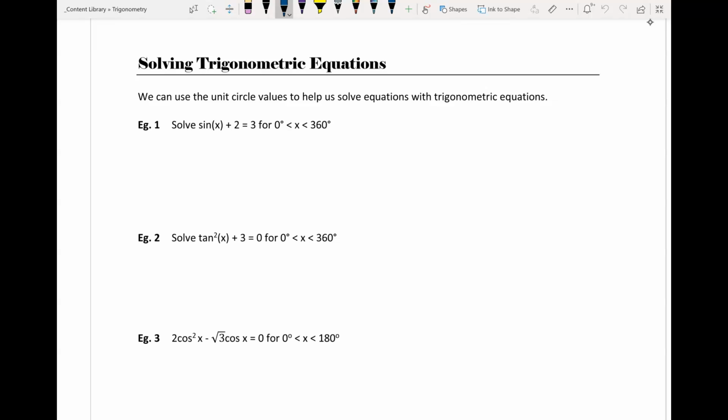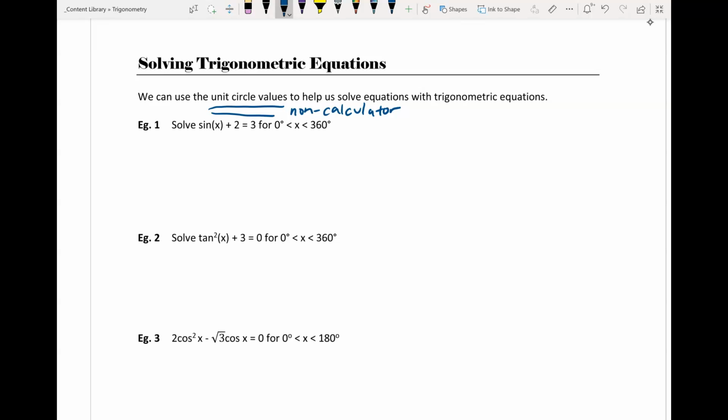And whenever we use the unit circle values, this is a non-calculator question, and you do need to remember the values that I told you to remember in the previous videos to help you solve for these equations. So here's the first example.